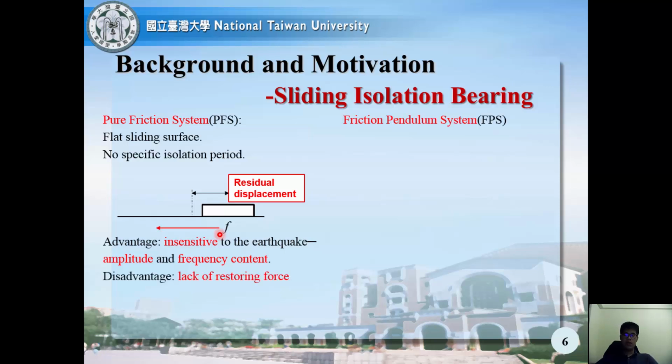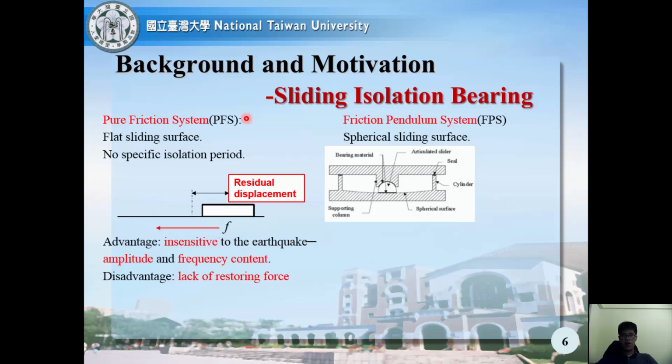Another conventional sliding isolation bearing is the friction pendulum system, which can be abbreviated as FPS. The FPS has a spherical sliding surface, and this is a schematic drawing of the FPS. We can see that this is an articulated slider and a spherical sliding surface with a unique curvature. Due to the unique curvature of the sliding surface, the restoring force of the FPS will be a linear restoring force.